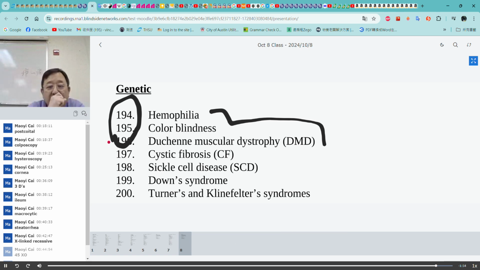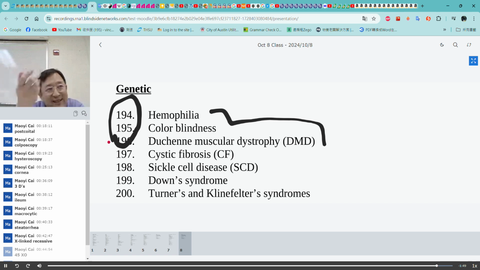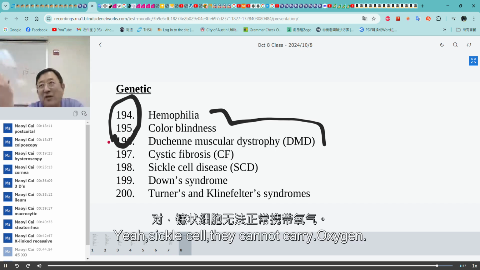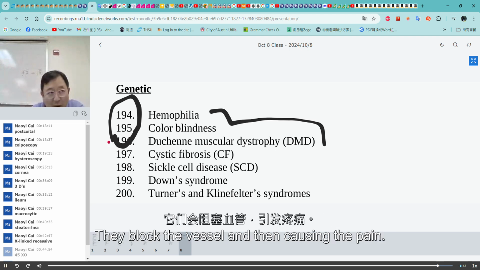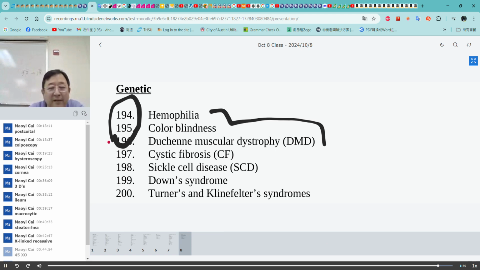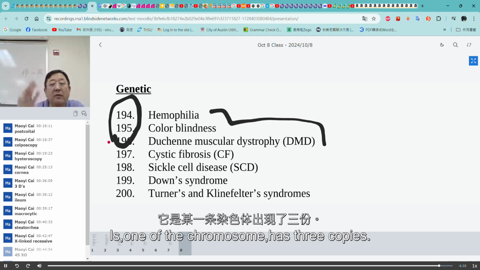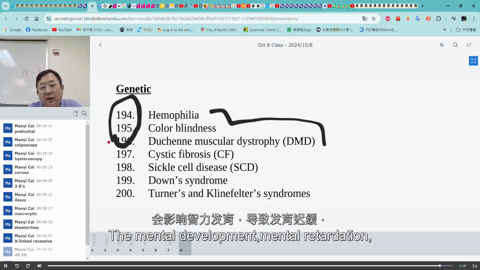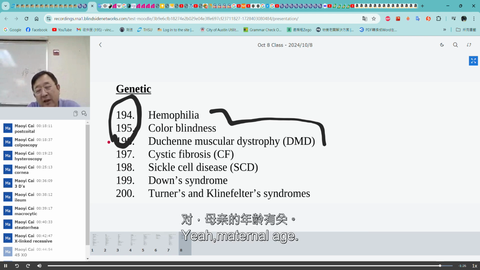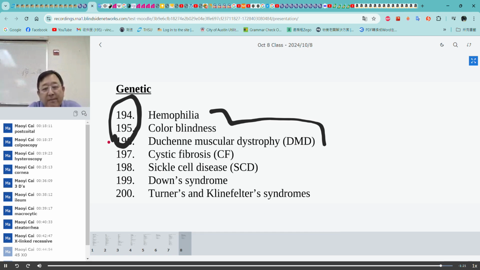Sickle cell anemia. That's a red blood cell problem. Hemoglobin is wrong. They cannot carry oxygen well. The cell is sickle shaped and also easily causes obstruction. It blocks the vessel and then causes pain. So sickle cell disease is also genetic. Down syndrome, you know that, right? One of the chromosomes has 3 copies. And that's going to affect what? Mental developmental retardation, Down syndrome. Maternal age after 35 greatly increases the risk.